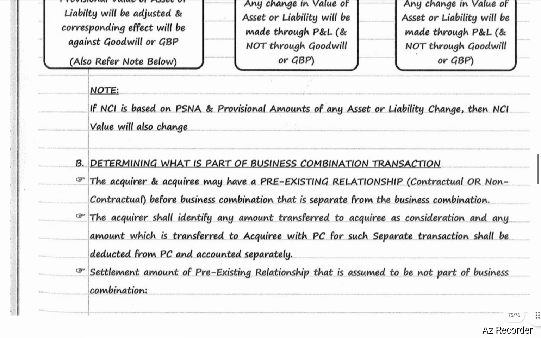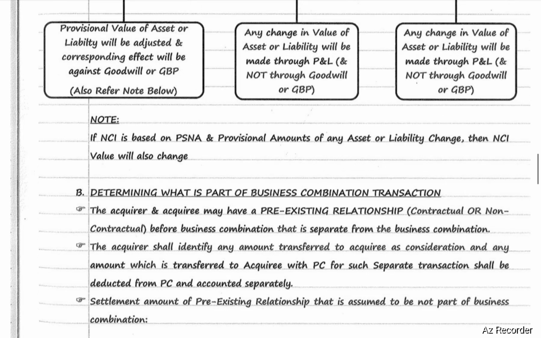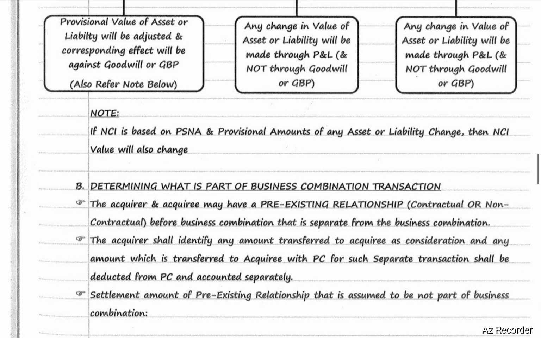Next, determining what is part of business combination transaction. The acquirer and acquiree may have pre-existing relationship, either contractual or non-contractual, before business combination, that is separate from the business combination. The acquirer shall identify any amount transferred to acquiree as consideration and any amount which is transferred to acquiree with purchase consideration for such separate transaction shall be deducted from purchase consideration and accounted separately. Settlement amount of pre-existing relationship is assumed to be not part of business combination. That means that settlement amount will not form part of purchase consideration.